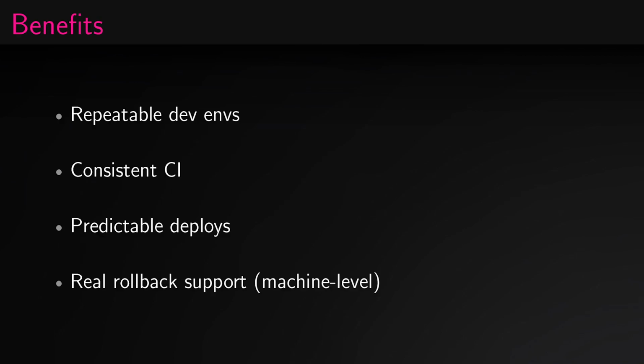And so the benefits are we now have repeatable environments for the services that we have converted. We have consistent CI dependencies. And we can do more predictable deploys, right? And as a consequence, on the host level, on the node level, we get real rollback support. I don't know about you, but anytime I've done yum downgrades, I cross my fingers and hope everything goes all right, but typically that doesn't happen.